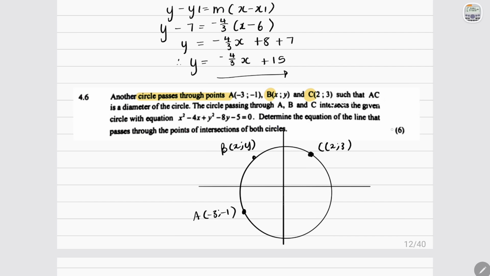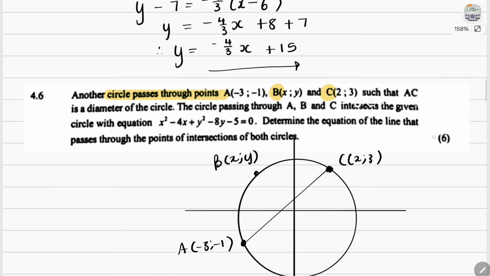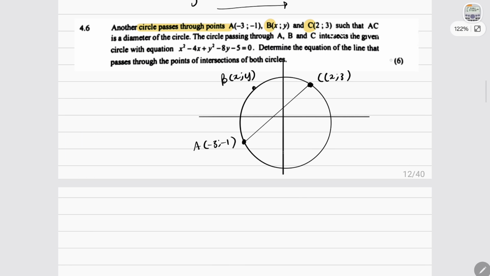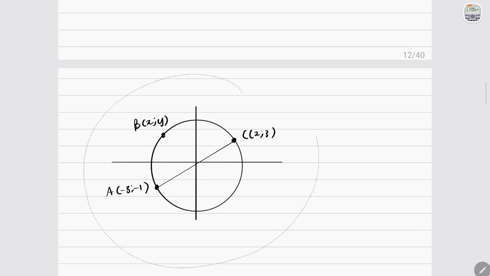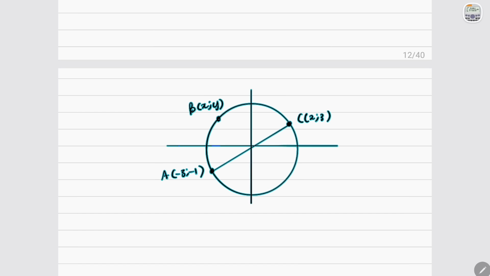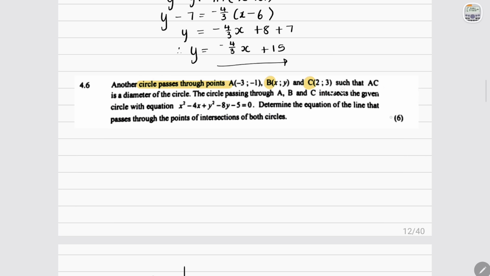So what they tell us is such that AC is a diameter. Okay, let me just draw this, just so that it's believable that that is a diameter. Okay, so here we are. Now, I'm not assuming that the center is at the origin. I'm just drawing it like this just to make sense of this. So this is a new circle. And then they tell us that the circle passes through A, B, and C and intersects the given circle with the equation this. So the given circle, the one that we already have, it intersects this one.